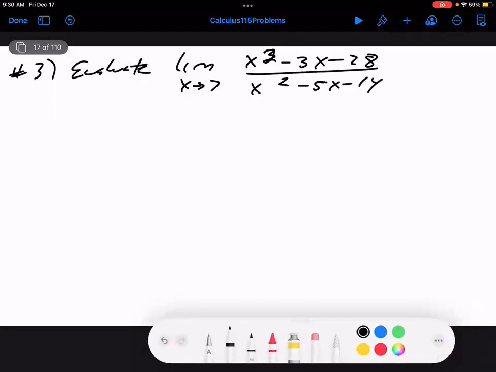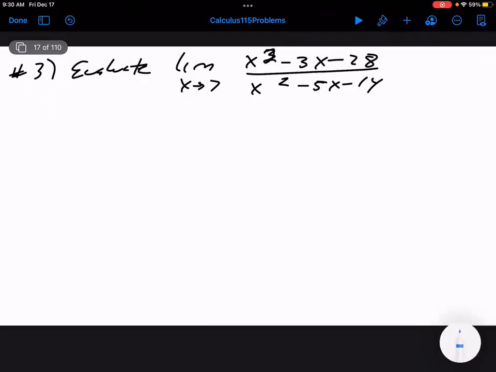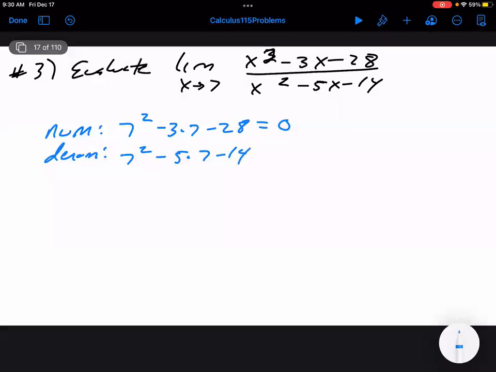And whenever you see a problem like this, the first hope is to just try to plug in the value for x. So the numerator would be 7 squared minus 3 times 7 minus 28. That's 49 minus 21 minus 28, that's 0. The denominator is going to be 7 squared minus 5 times 7 minus 14, which is also 0. So because it's 0 over 0, we can't do the limit of a quotient is the quotient of the limits. So there's a couple of ways to approach this. One is you could use L'Hopital.